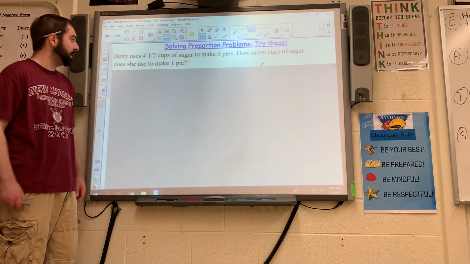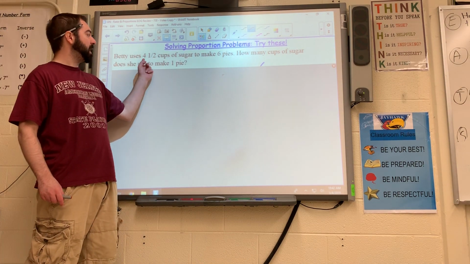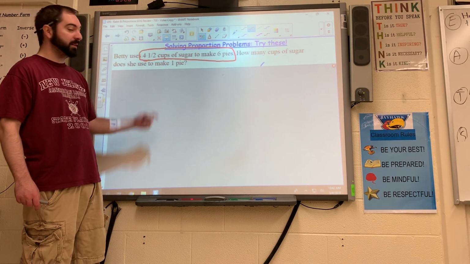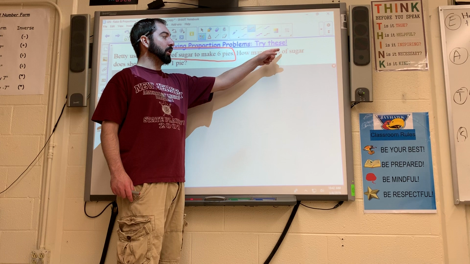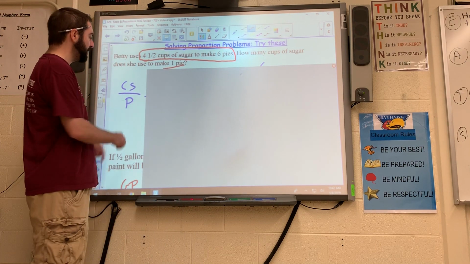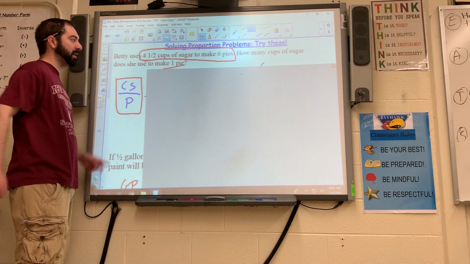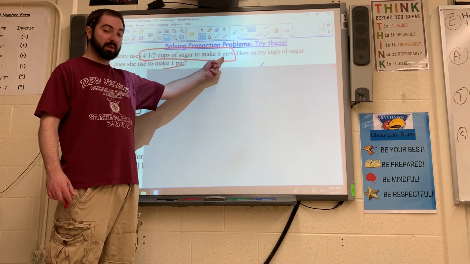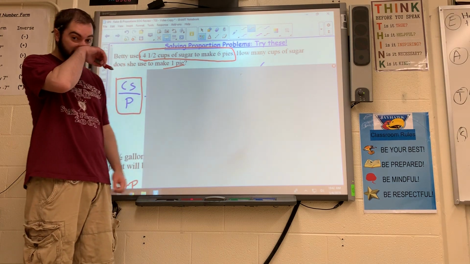All right, first one. Betty uses 4.5 cups of sugar to make 6 pies. Boom, 2 numbers, same sentence. How many cups of sugar? I don't know, for 1 pie. So again, cups of sugar is being compared to pies. I know that because cups of sugar describes 4.5, and he's making pies, which describes the 6.